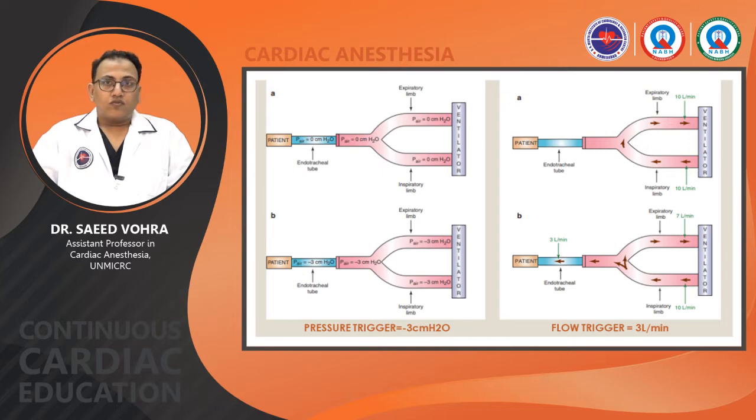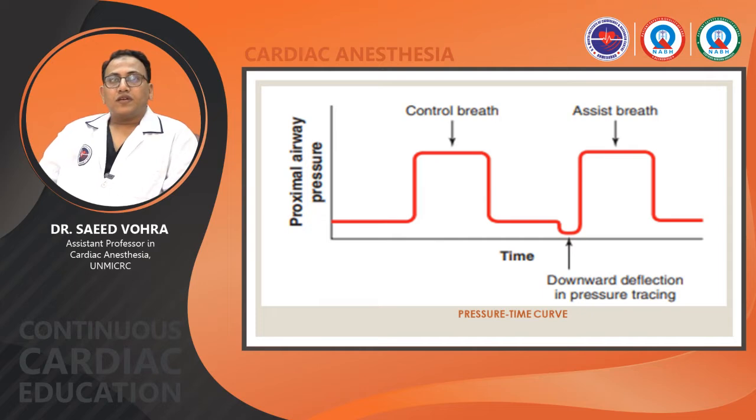Now, these are the pressure trigger and the flow trigger. There is a continuous flow of gas from the inspiratory limb to the expiratory limb. If you set a flow trigger of 3 liters per minute, then the patient has to suck in a gas flow equal to 3 liters per minute to initiate a breath from the mechanical ventilator. This is the pressure time curve.